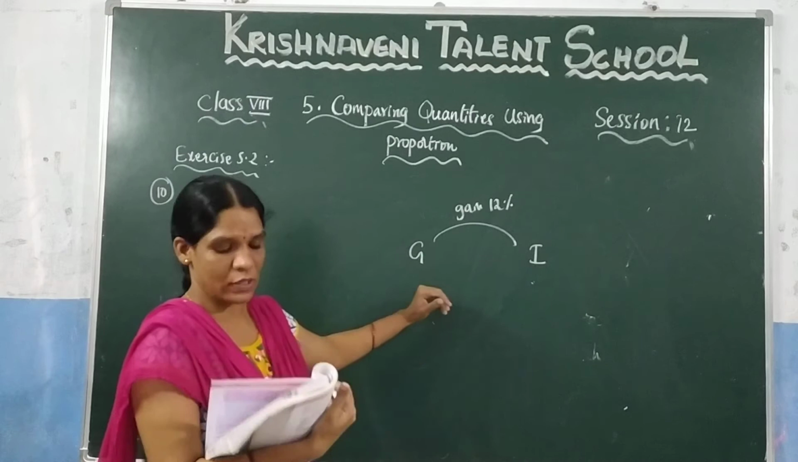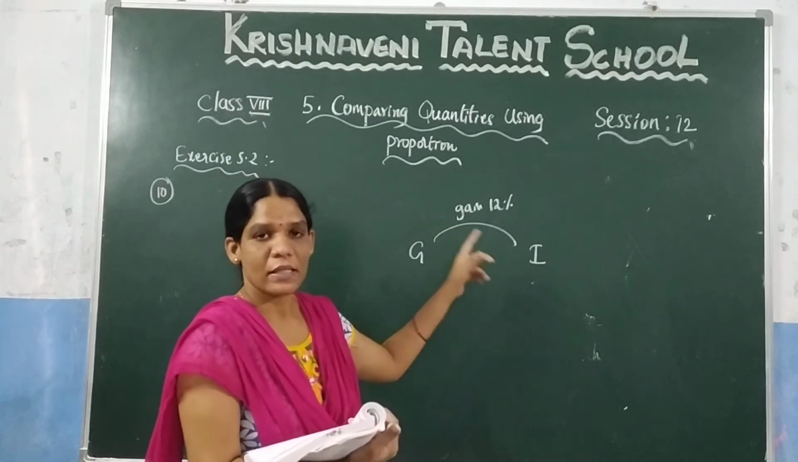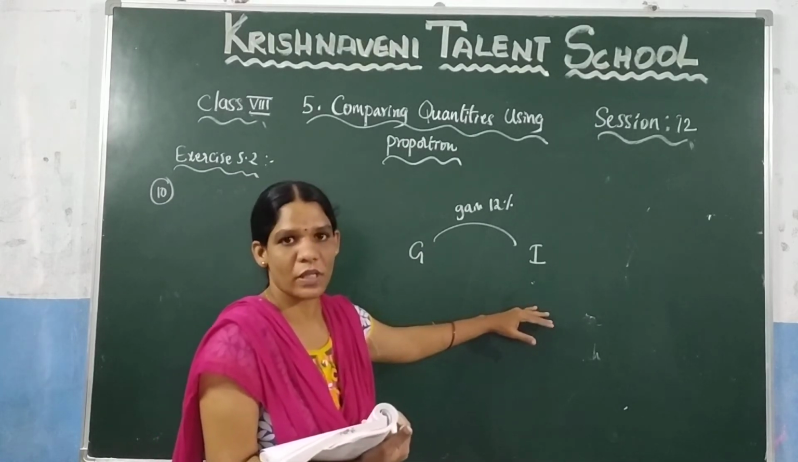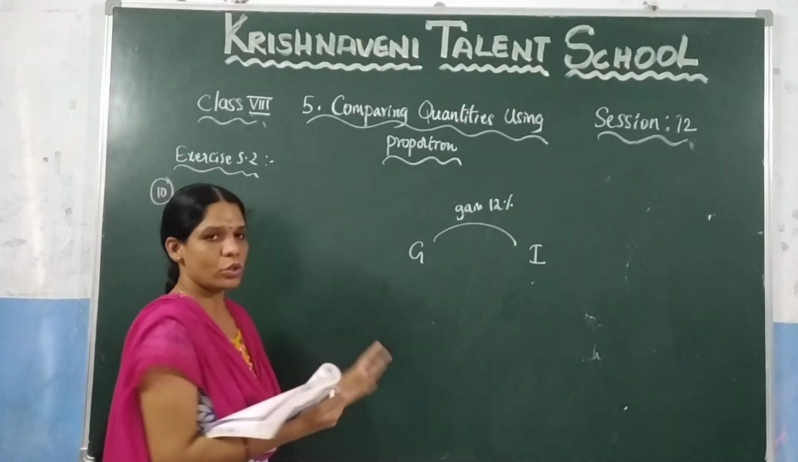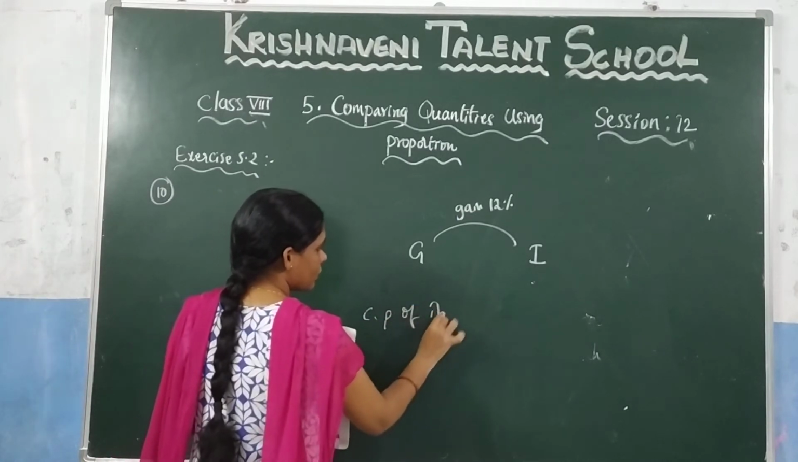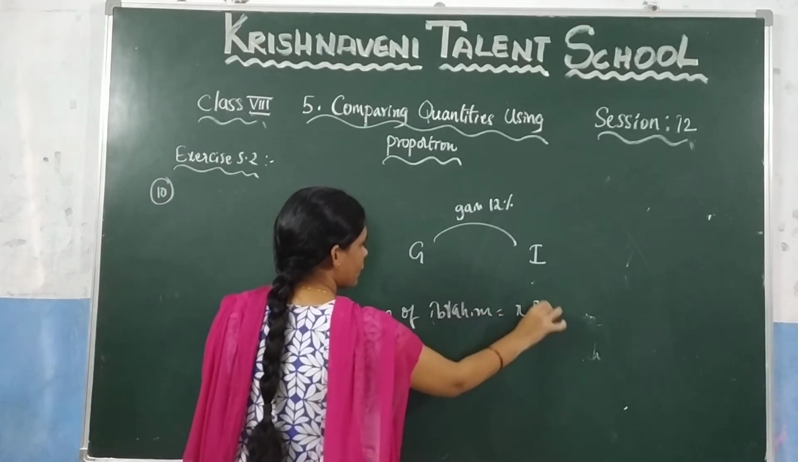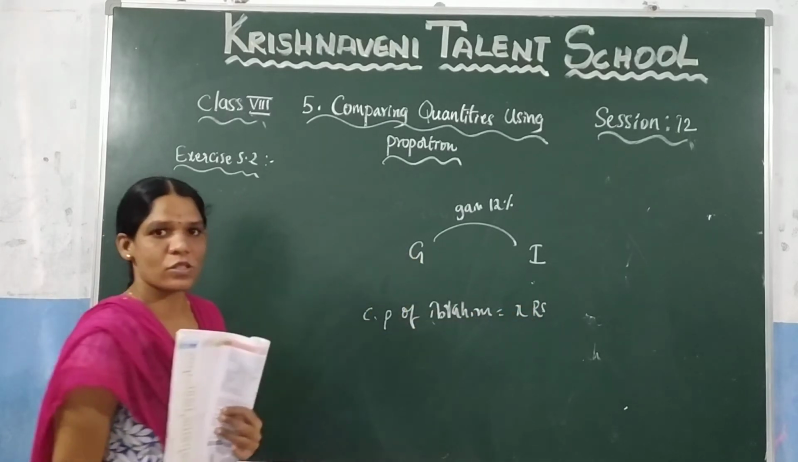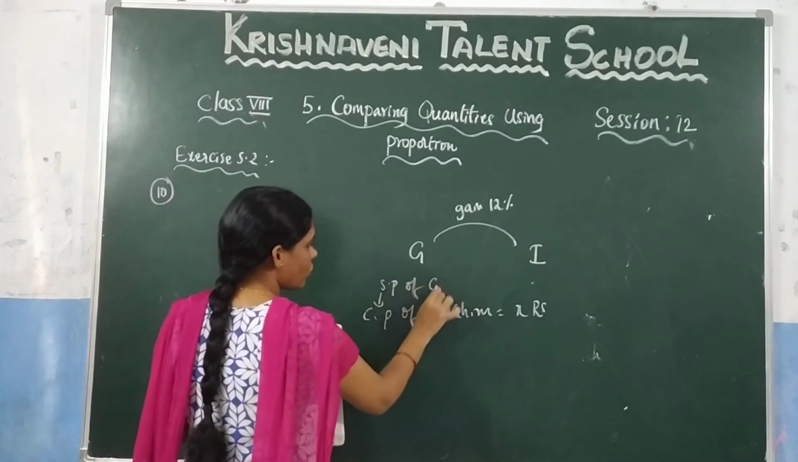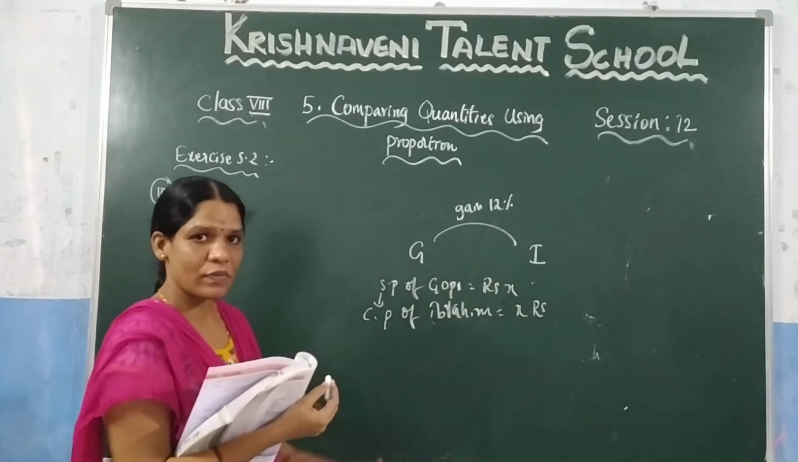So here they have given Gopi sold a watch to Ibrahim at 12% gain. That means it will become the selling price of Gopi. The same thing will become the cost price of Ibrahim. You don't know what the cost price is. Let us take the cost price of Ibrahim as X. The same thing will become the selling price of Gopi, the same amount. Right? Understood what they have given here?